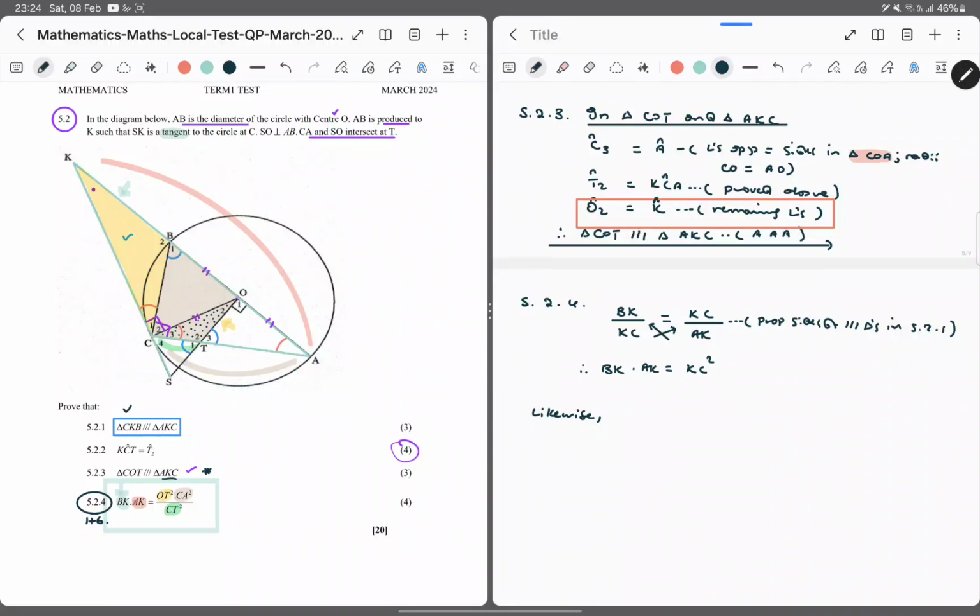We can say CA from the big one over. Now CA in the big triangle is opposite that angle, but that angle we linked with which angle? O2 in the smaller one, and the side opposite that is CT. So this is exactly what we're going to say. Equal to, and of course we take that side OT because we see it's in the expression, over. Now OT is opposite that angle C3. That angle C3 is equal to angle A in the big one. The side opposite it is KC.